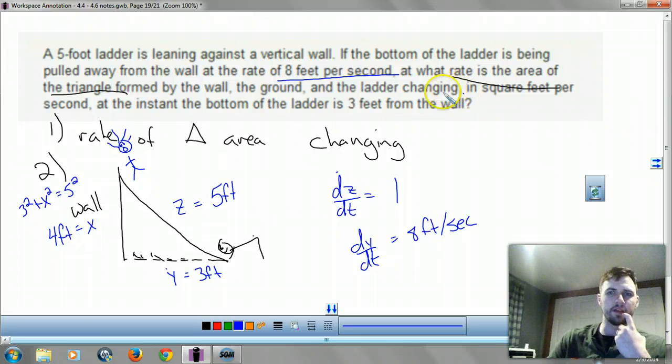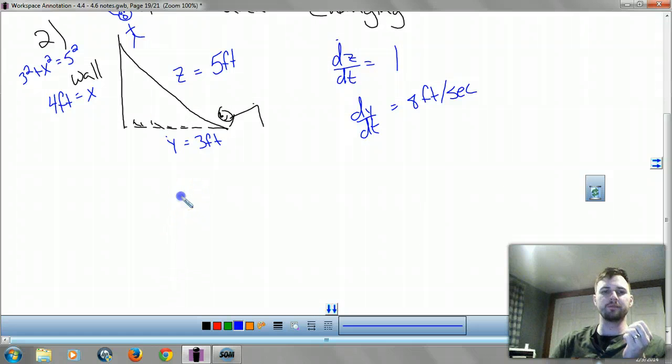What is the area? Okay, we're good. That's our picture. Now we need to make an equation. The equation is going to be x squared plus y squared equals z squared. Okay?